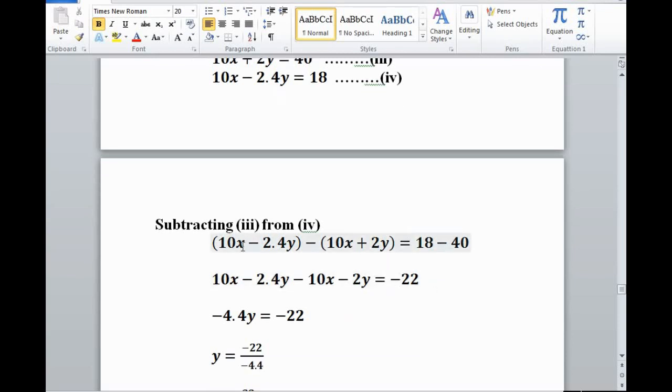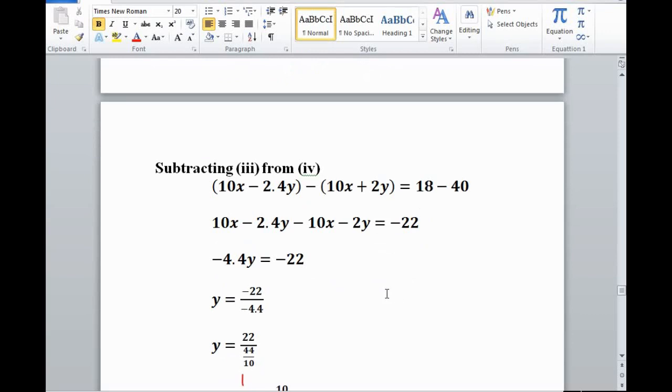Let's simplify 10x minus 2.4y as it is. We have negative sign here, so minus multiplied by plus is negative 10x, and negative multiplied by positive, negative 2y, equals positive 18, negative 40 is negative 22. And now positive 10x and negative 10x, they are like terms, but with different signs, positive and negative, so these two terms become 0. And negative 2.4y and negative 2y, their sum is negative 4.4y equals negative 22.